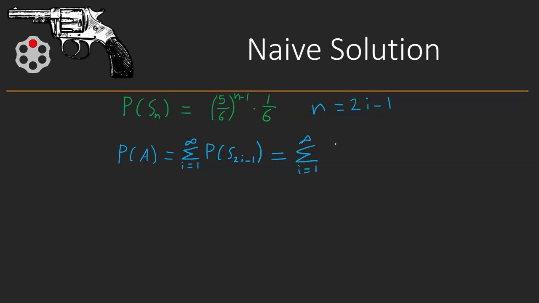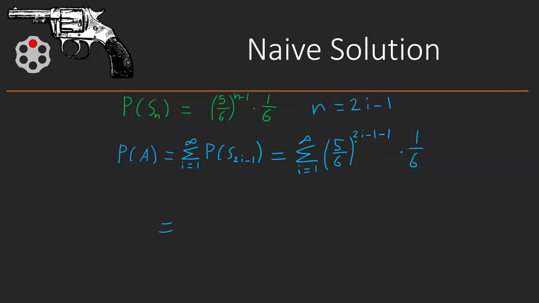Well, we still have this 5 over 6 here. Up here we have n, which is 2i minus 1, minus 1. So there's another minus 1 here. And then we multiply this by 1 over 6. Now, if you're familiar with geometric series, this will look very much like a geometric series to you, but let's massage it a little bit to make this crystal clear.